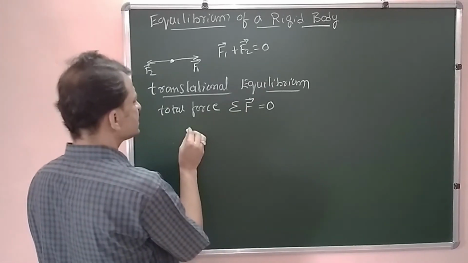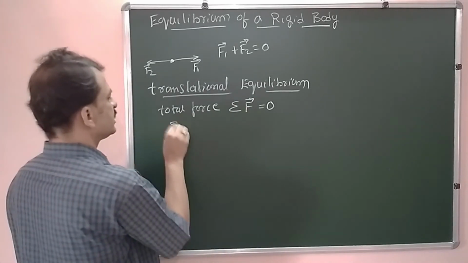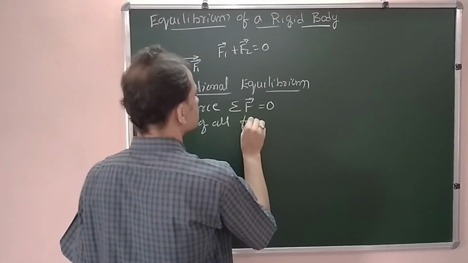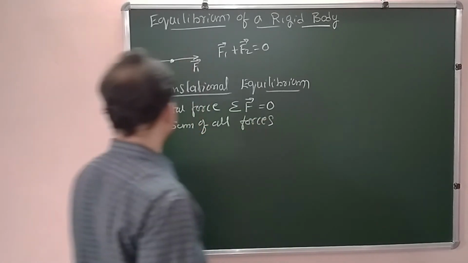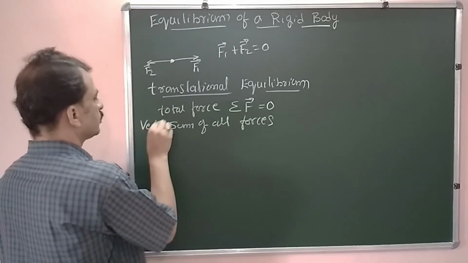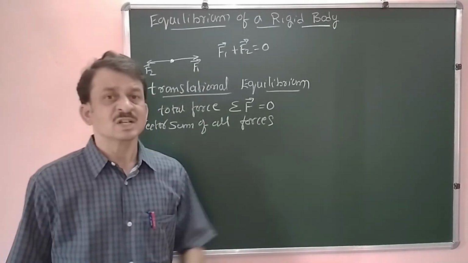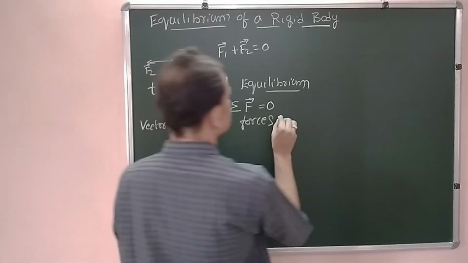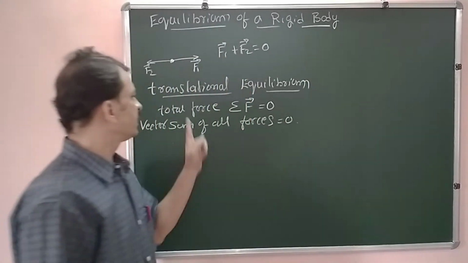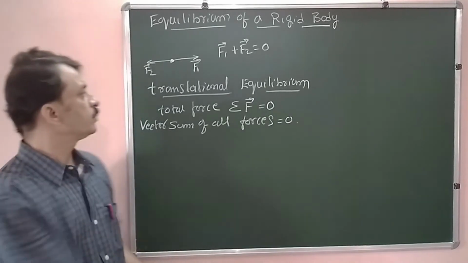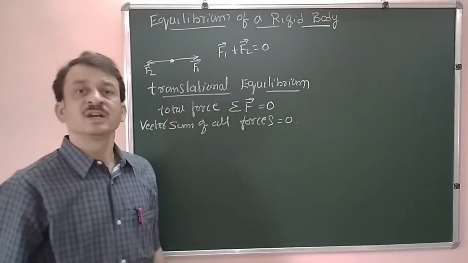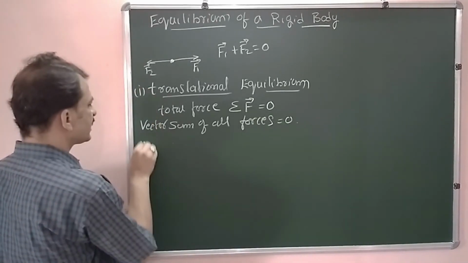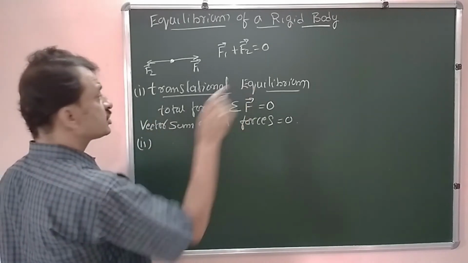Now, vector sum means it is the sum of all the forces. It is a vector sum. Specifically, if the vector sum of all the forces acting on a rigid body is 0, then that rigid body is said to be in translational equilibrium. It is one type. Now we have the second type, that is rotational equilibrium.